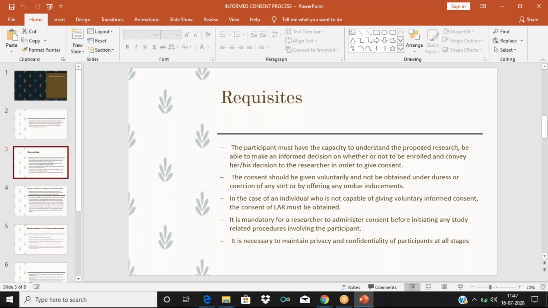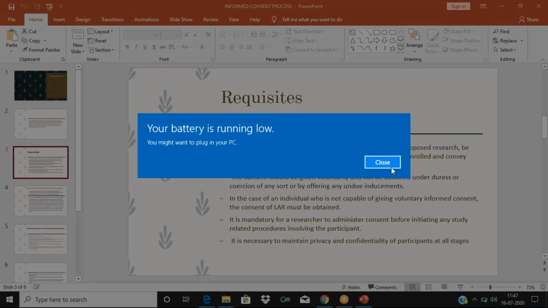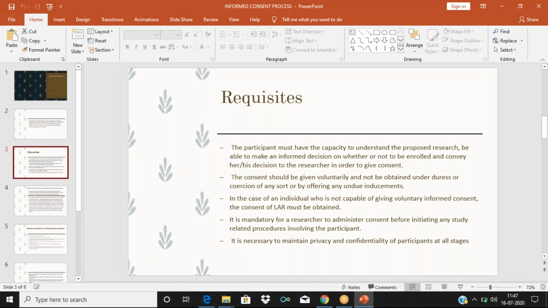Even the advertisements are verified by the institutional review board or institutional ethics committee, which checks what advertisement is used to recruit the participants, so that the IRB ensures that the participants are willingly joining the research. It is the researcher's duty to ensure that he is not forcing them to participate in the study. They should not threaten in any way.